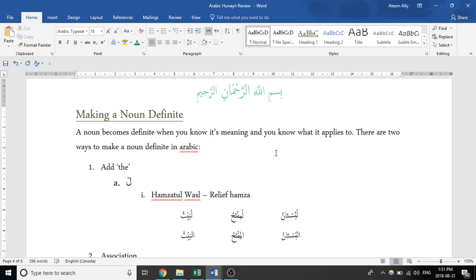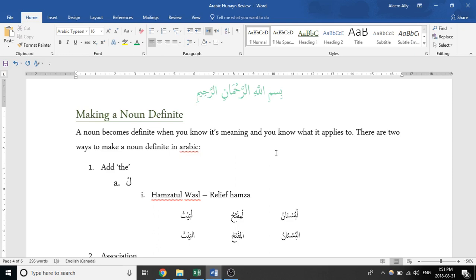A noun becomes definite when you know its meaning and you know what it applies to. So I'm not just talking about a book anymore, I'm talking about the book. It's something specific. I put parameters around it. It's no longer general. If I say go to the car to get the bag, you know which bag I'm talking about because it's something specific.